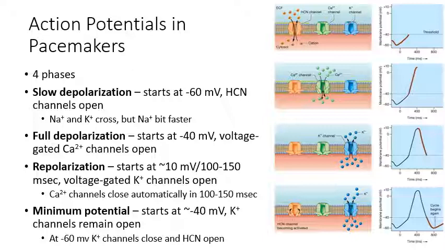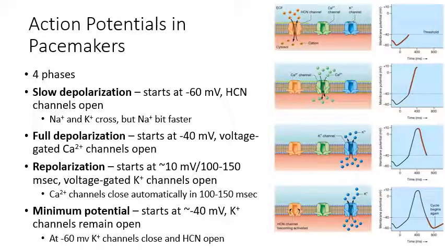So you have your HCN channels that we just talked about. You also have voltage-gated calcium channels and voltage-gated potassium channels that contribute. We'll start with the cell at the minimum potential, which is about -60 millivolts. At that point, you enter the slow depolarization phase, and the HCN channels open due to the low membrane potential.